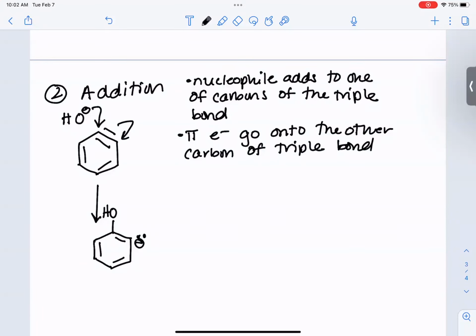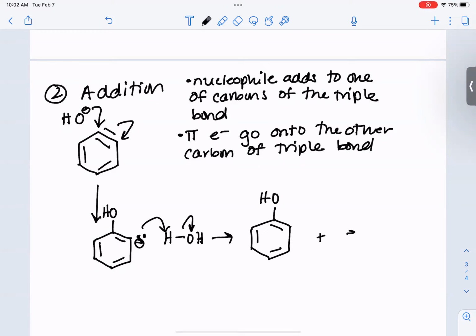You have water present. So that negative charge can abstract a hydrogen, and those electrons go on to the oxygen. Okay, so there's our product. Now, I don't normally deal with the inorganic counter ions for you, okay? But understand, we added NaOH to start with. That was our nucleophile.